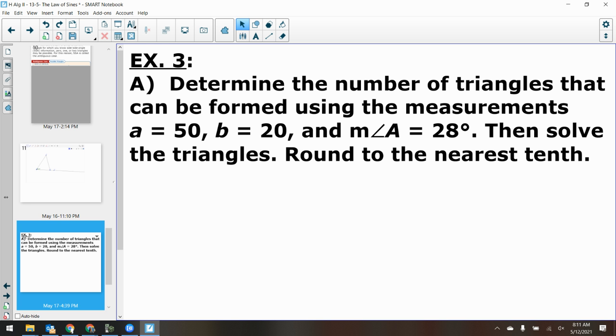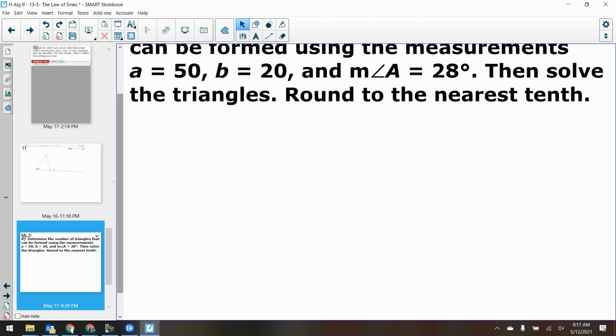Determine the number of triangles that can be formed using the measurements side A is equal to 50, side B is equal to 20, and angle A is equal to 28 degrees. So here's how I draw this out. I'm going to start with my angle, 28 degrees. I'm going to draw a ray down here. Here's angle A. And I'm going to generally sketch the angle 28 degrees. This is 28 degrees.